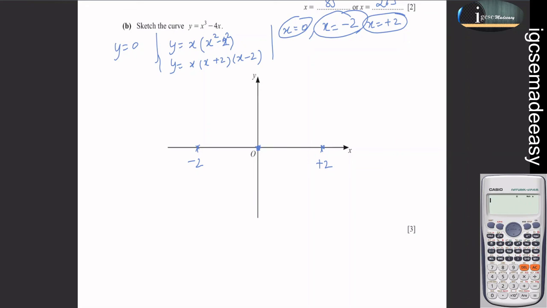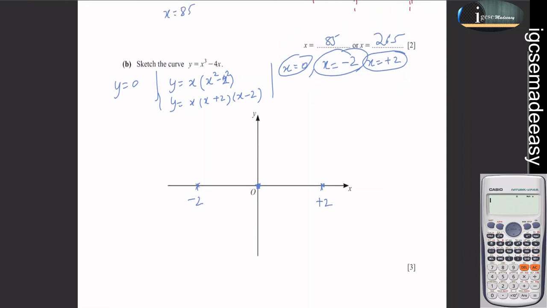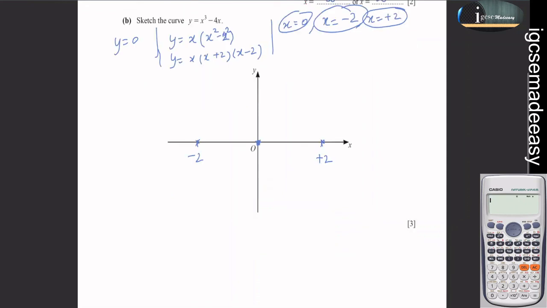We also have to find where the graph cuts the y-axis. But before that, we can find the maximum and the minimum point, the turning point. Actually, we can find the turning point.